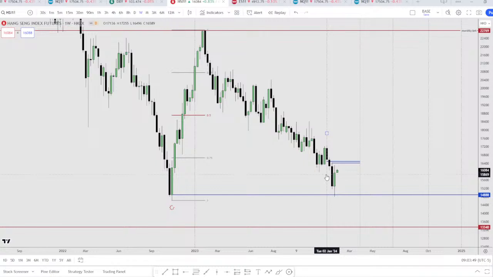If it wants to do something like a high resistance liquidity run, it can do so, but I mean, I wouldn't like the price action. Okay, and ever since this period here, I've never liked HSI's price action.